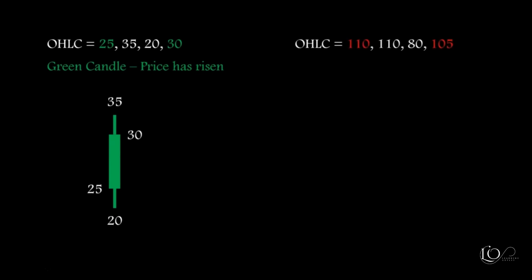Let's do another one. So here we have the OHLC values at 110, which is the open, 110 which is the high, 80 as the low, and 105 as the closing. So just looking at these values, once again we look at the open and the close, and we know that this is a red candle because price has fallen during this time period. So we'll start out with 110 and then we'll move downwards, which will give us the body of the candle.